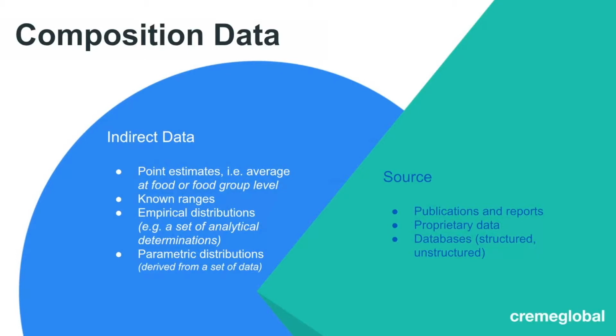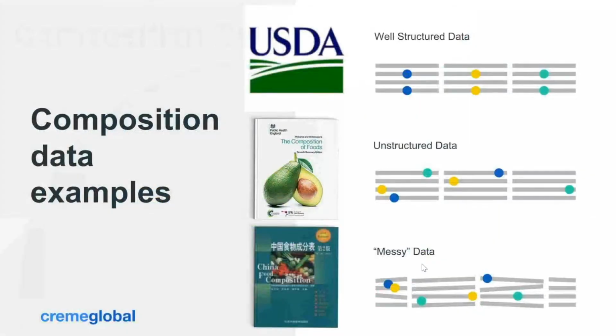So for our indirect data, we can use averages or point estimates. Obviously averages are not always reflective, so we can use distributions, and these distributions can be empirical or parametric. And as I mentioned, the sources are usually publications or reports. We can also use proprietary data as well.